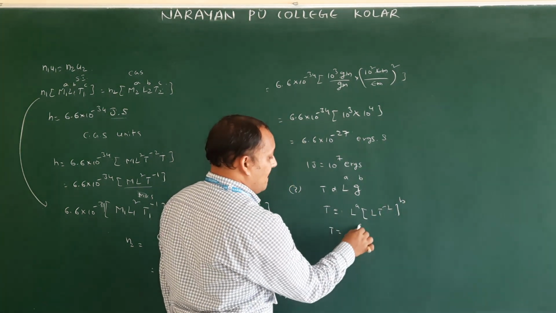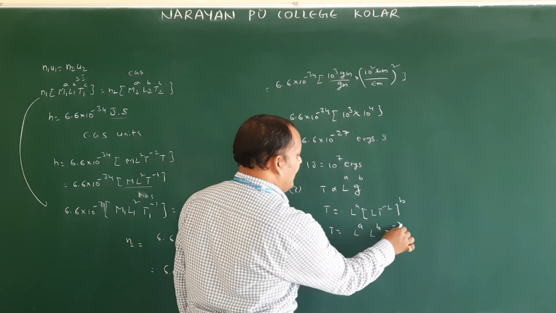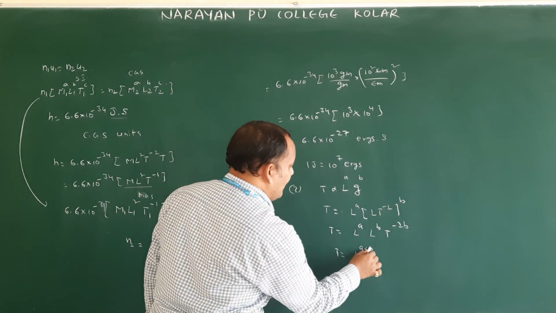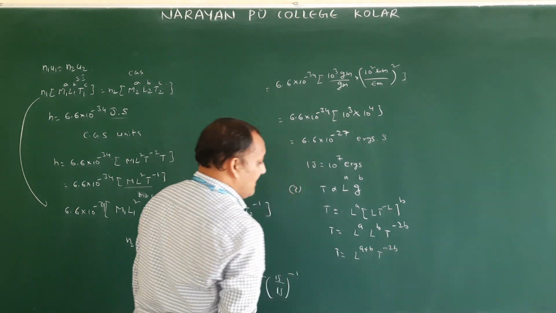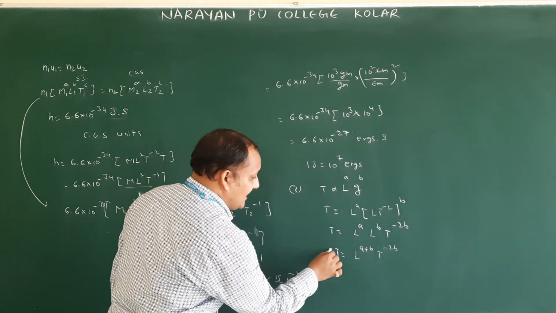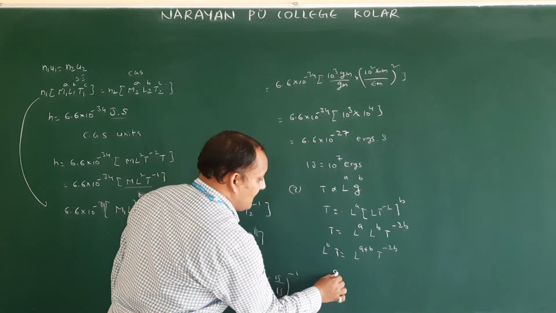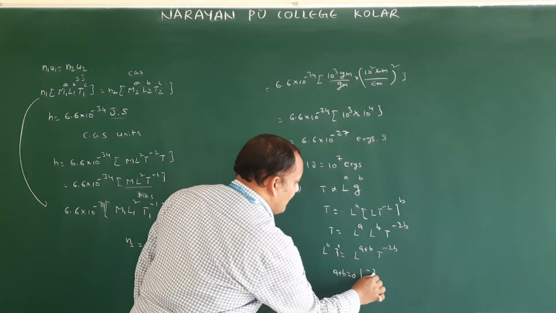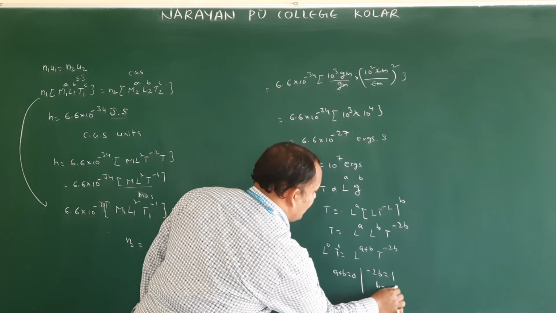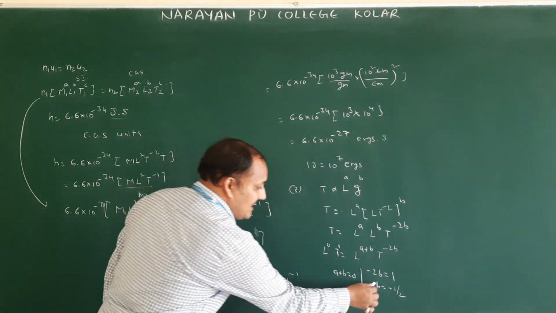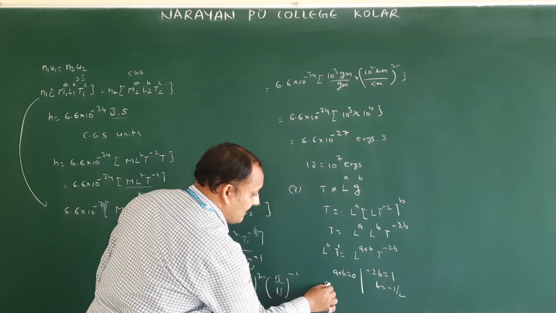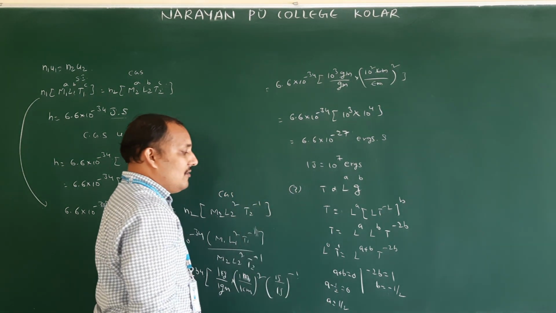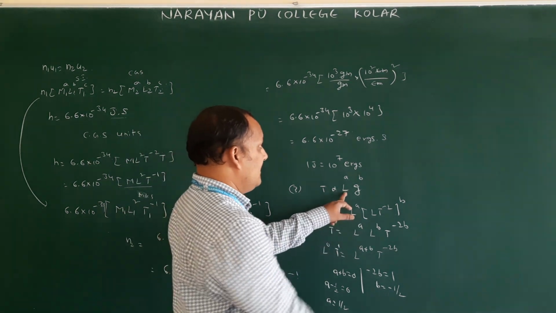T is equal to L power A, L power B, T power minus 2B. Then T is equal to L power A plus B, T power minus 2B. Compare. Here L power nothing is there. Nothing is there means 0. A plus B is equal to 0. Here T power 1 is there. Here T power minus 2B equal to 1. B is equal to minus 1 by 2. B is equal to minus 1 by 2, substitute here. A minus 1 by 2 equal to 0. A is equal to 1 by 2. In this equation you can substitute.